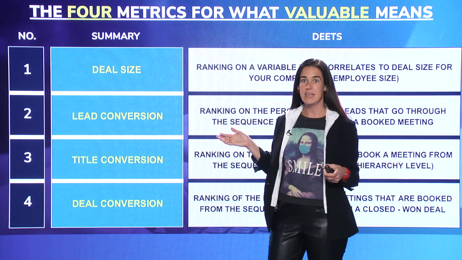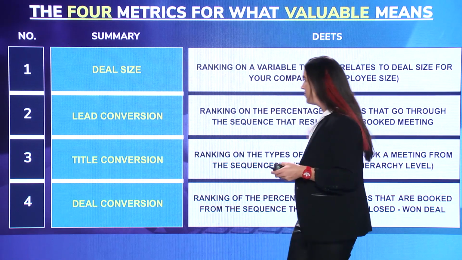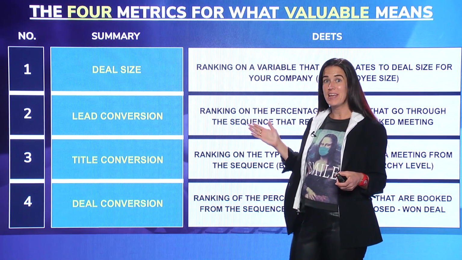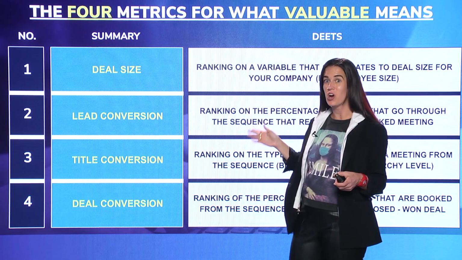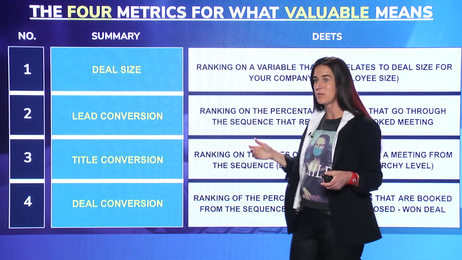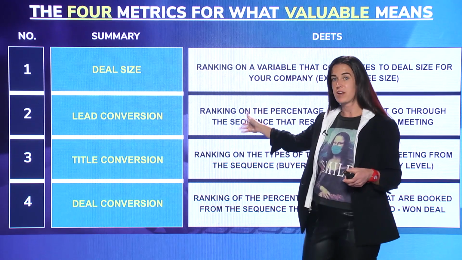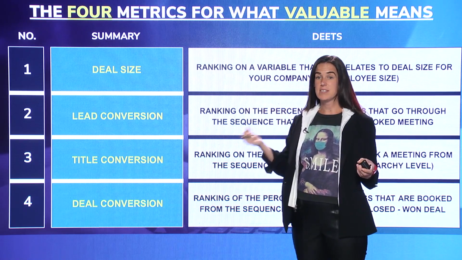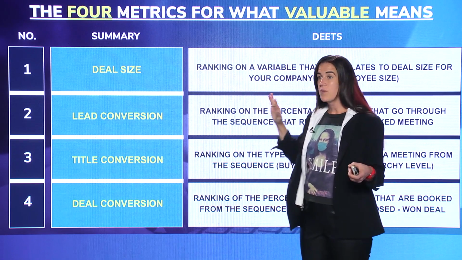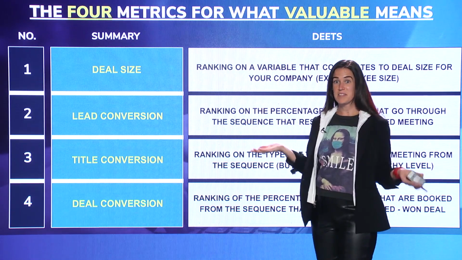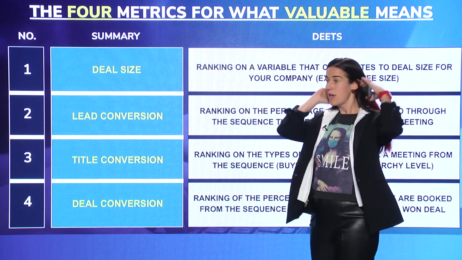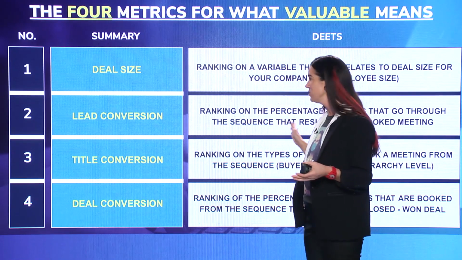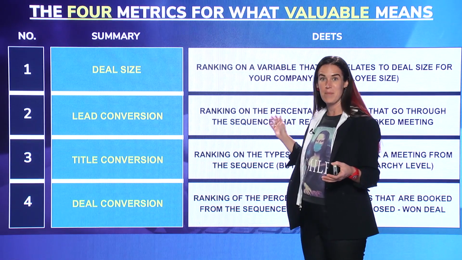Number 3, title conversion. Out of the meetings that were set from these respective sequences, rank based on the kinds of titles that you want to see, and how many, from a percentage view, on average, are coming through the pipe whenever you're running this sequence. This is going to be different for every company. But let's say you really like to sell into vice presidents of sales and directors of sales enablement. I would look through all the respective 30 sequences that I was running and understand how many directors of sales enablement were being booked out of these sequences from a percentage view, and how many VPs of sales were being booked from a percentage view.